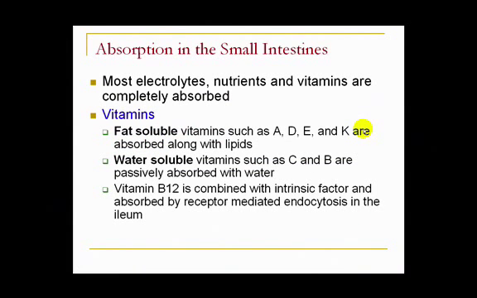So let's say we got everything digested into the monomers and we're ready to absorb the nutrients from the small intestines into the blood or lymph. So most electrolytes, nutrients, and vitamins are completely absorbed. I already mentioned that your digestive tract is pretty efficient at absorbing everything. We're going to briefly touch on these.